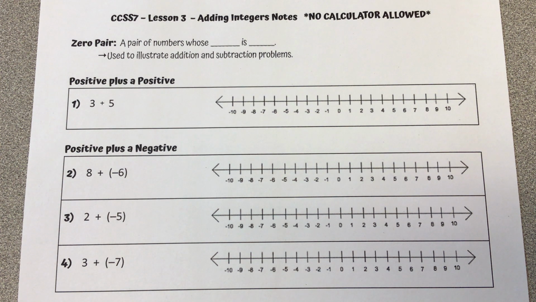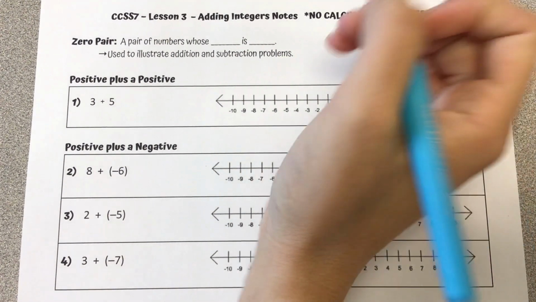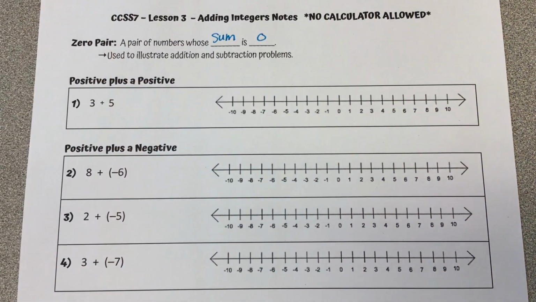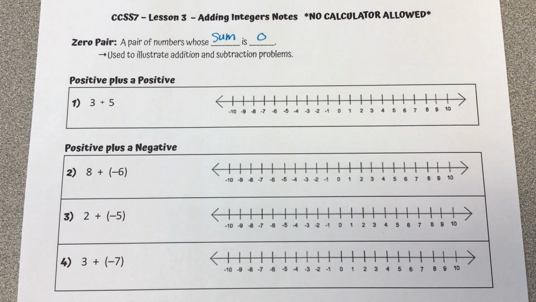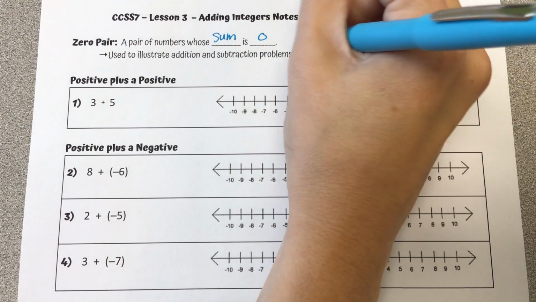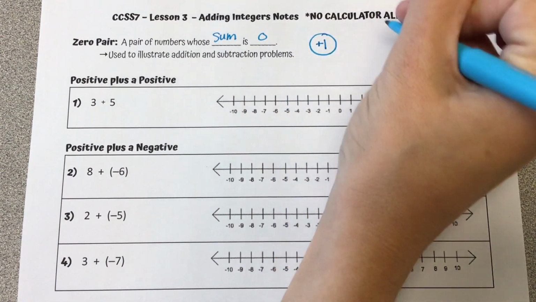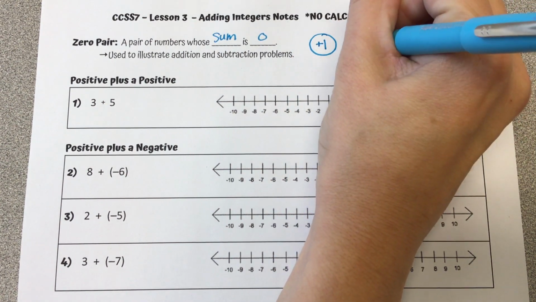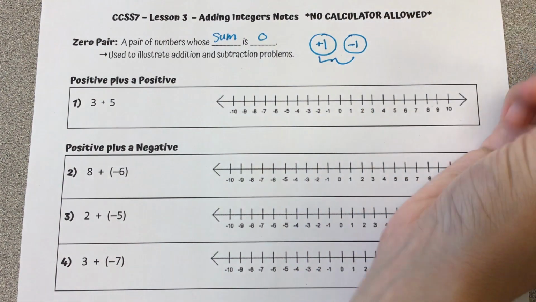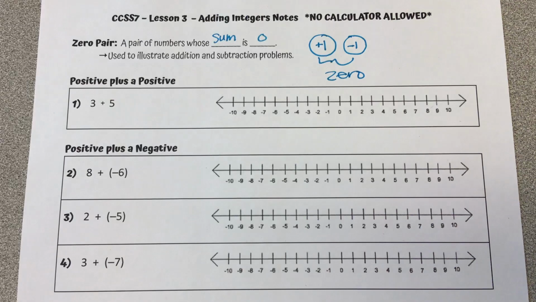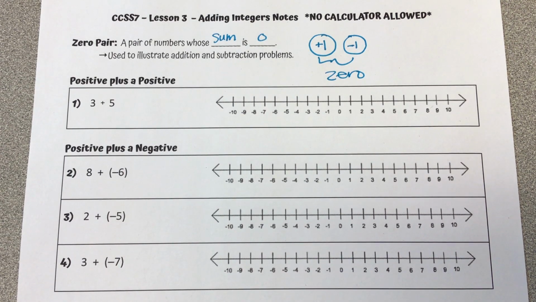So while we're doing this, what we are going to use is what we call zero pairs, which is a pair of numbers whose sum is 0. And we use them to illustrate addition and subtraction problems. So basically, if I have a counter whose value is +1, and I have a counter whose value is -1, I can bring those into an expression and they represent 0. They're a pair of counters or values that give us 0.